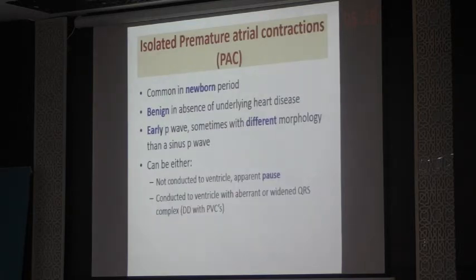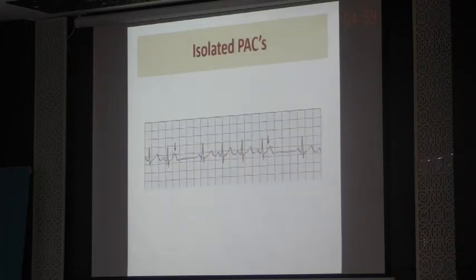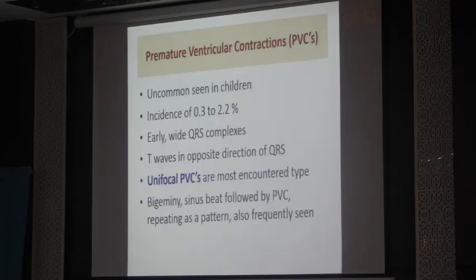The premature atrial contractions are common in the newborn. It is benign in the absence of underlying disease. There is an early P wave, sometimes with different morphology than a sinus P wave, and it can be either not conducted to the ventricle, followed by a pause, or conducted with an aberrant or wider QRS complex. As we can see, it is not conducted here, followed by the pause, and it is very common.